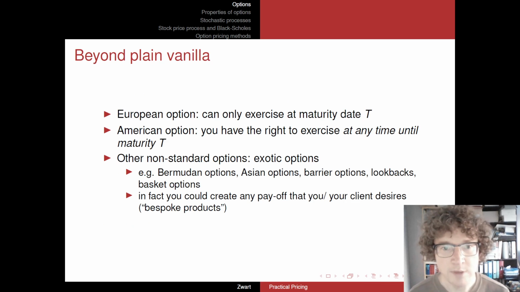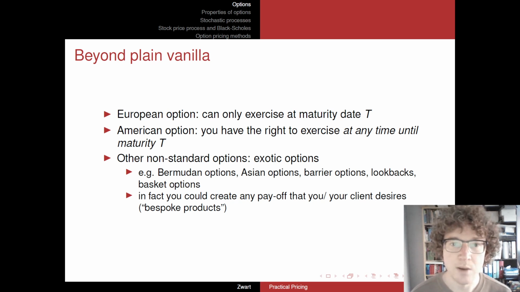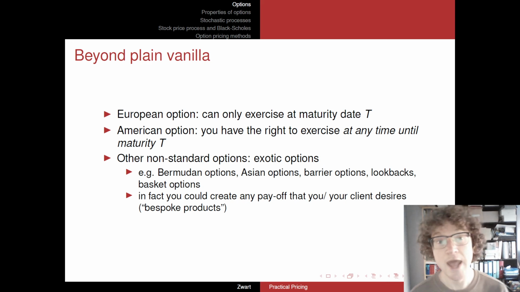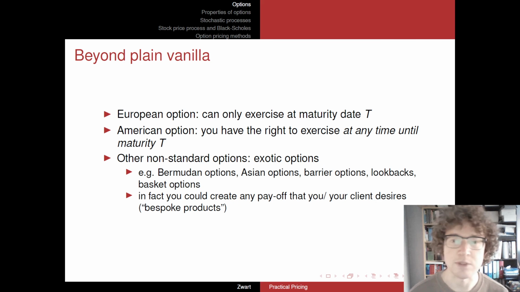These call options and put options are basically the plain vanilla flavors of options. What I didn't mention so far is that in the example that I gave, they were European style options, and European style means you can only exercise this option at the maturity date, so at this date T. In our example, that was 1 month from now.